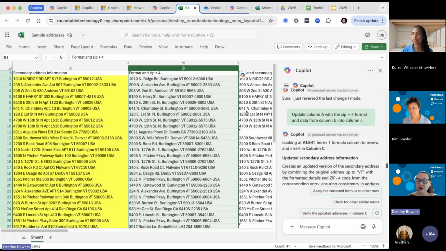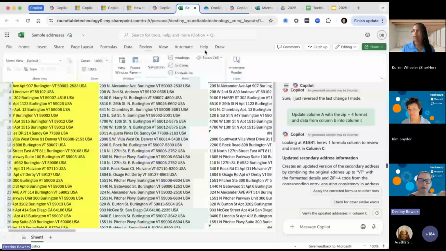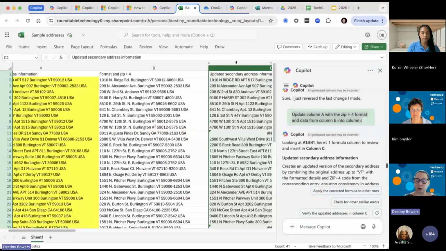And while it turns out this was simply an Excel formula of text before formula, there was no way I would have been able to figure that out because I am not an Excel person. So I asked it, hey, can you update column A with the zip +4 format and the data from column B and merge it into column C? And that's exactly what it did.